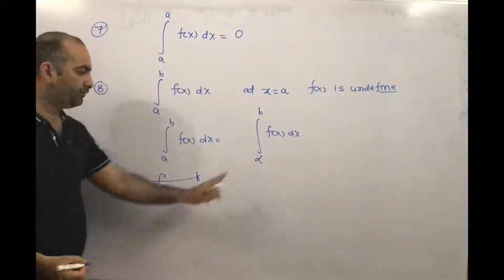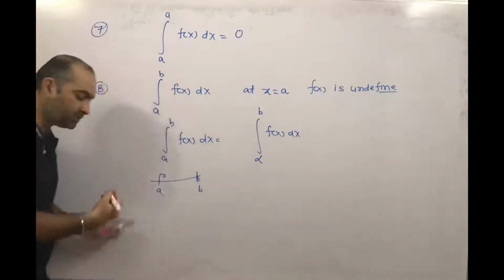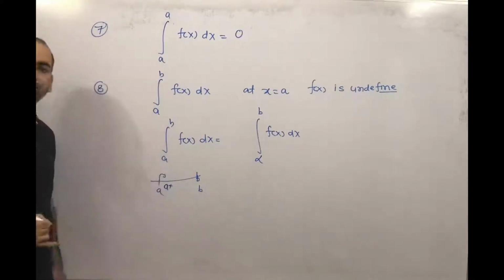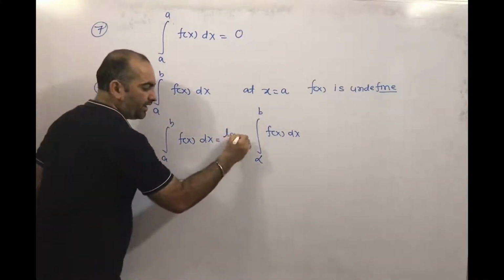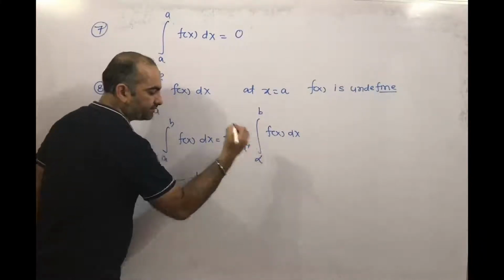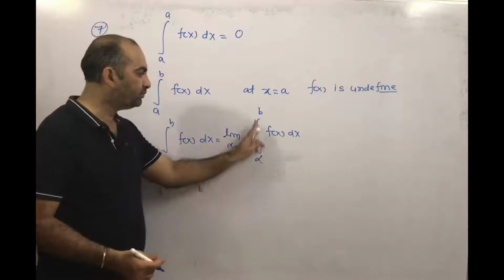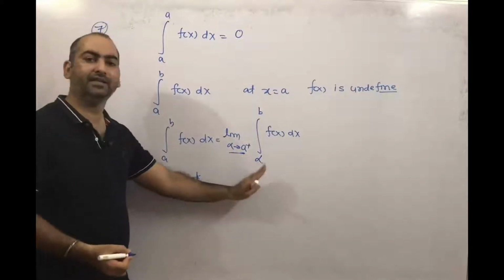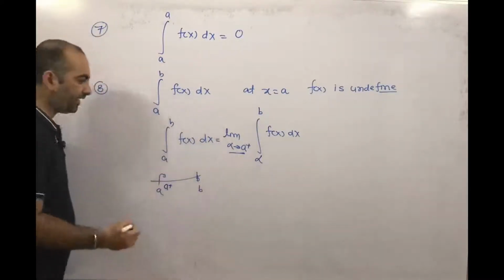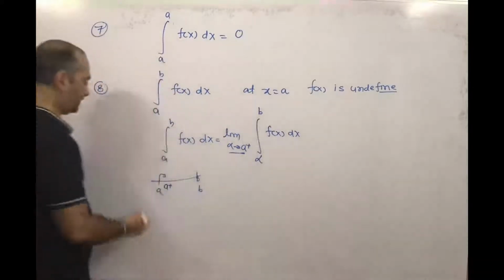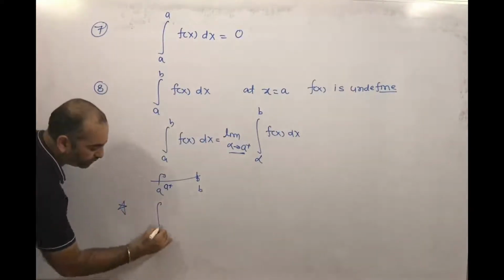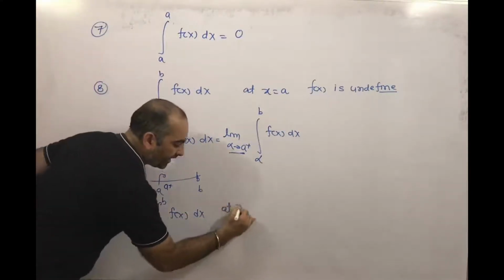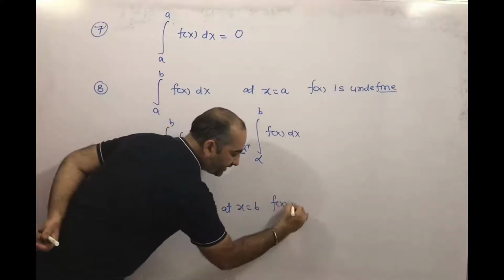And where alpha is what? Suppose we want the right hand side of a value, that means we want a plus value. So here we have to take the limit alpha tending to a plus. So first we have to integrate alpha to b f(x) dx, then we have to apply the limit alpha tending to a plus in the solution. Similarly, if I have integration of a to b f(x) dx, and at x equal to b f(x) is undefined.